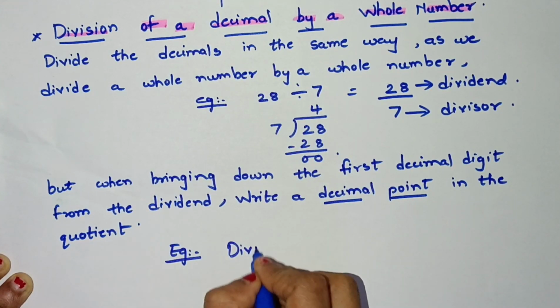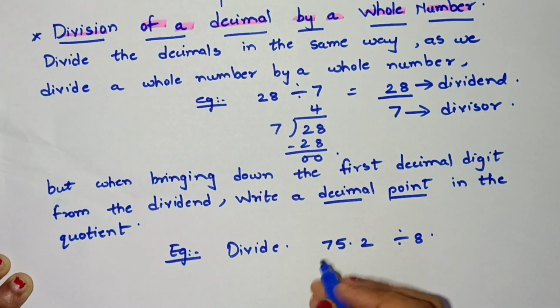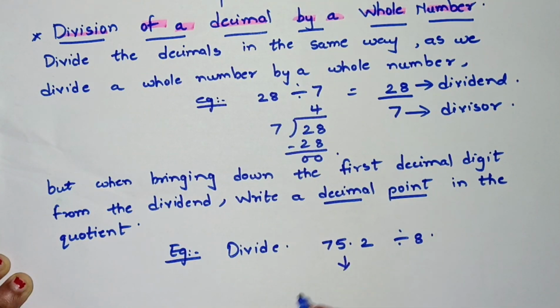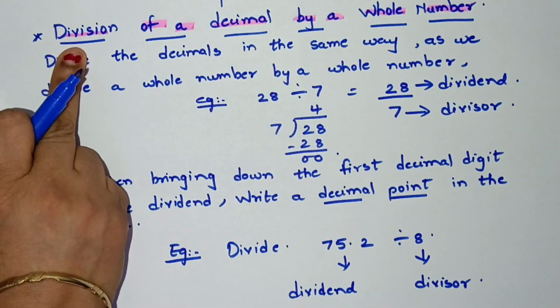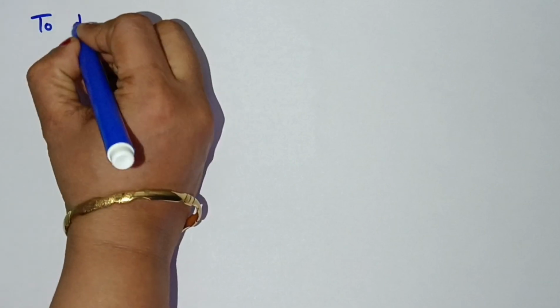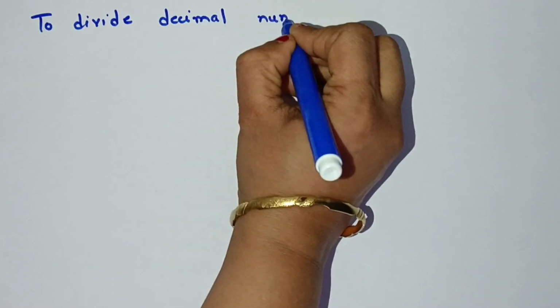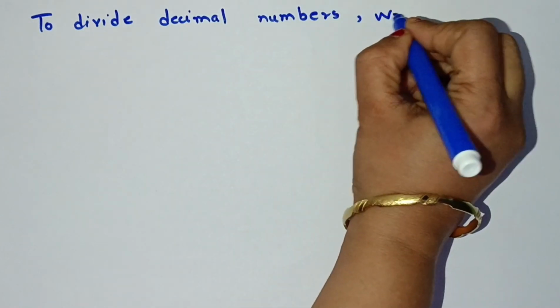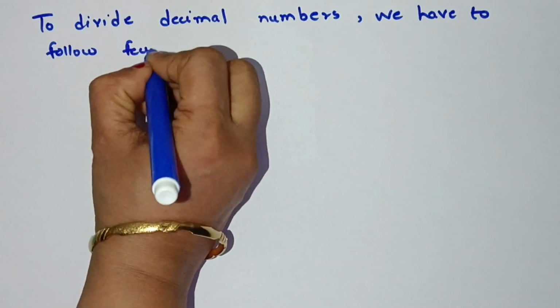Now let's see one example. The question says divide 75.2 divided by 8. The first number is called the dividend, and the second number is always called the divisor. So the heading says division of a decimal, 75.2, by a whole number, 8. To divide decimal numbers, we have to follow a few steps.